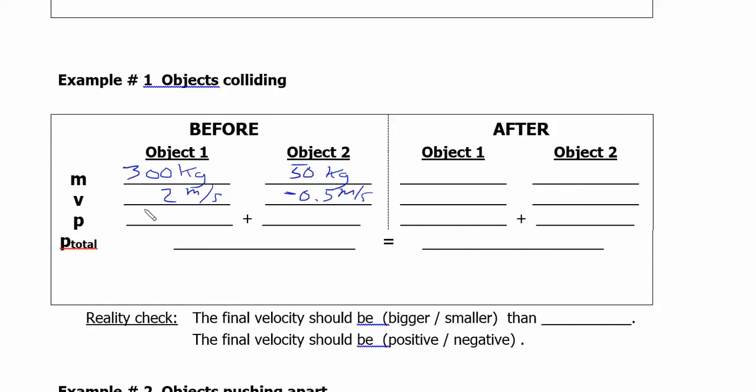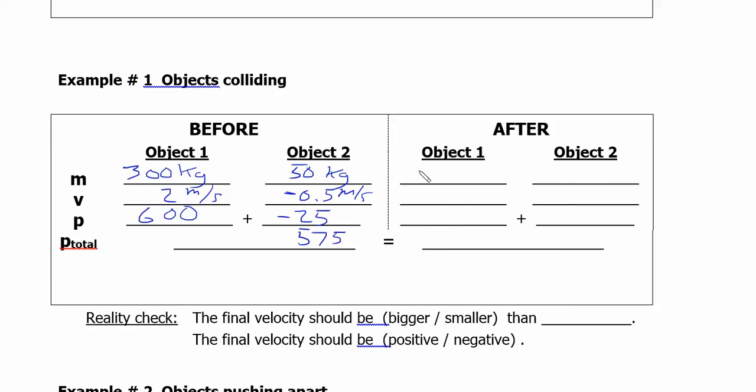Alright, now let's do the math to find the momentum. 300 times 2 would be 600. And I'm going to take this opportunity to just use numbers. I'm going to leave out the units. It'll make the math a little easier to work through. 50 times negative 0.5 is going to be negative 25. When I add these two momenta together, it is 575. So that's how much total momentum there is in this system.